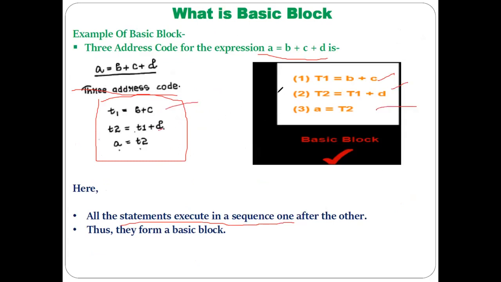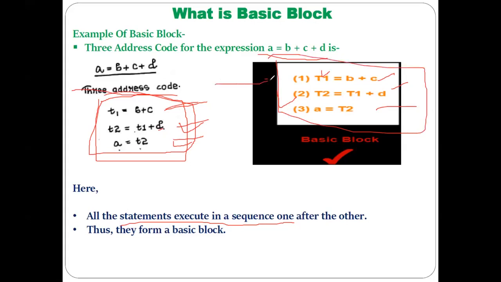You can write this also, it is correct three address code, this is also correct. Only here capital T is used, here small t. It doesn't matter. So all the statements execute in sequence one after the other. After this there is this, after this there is this. That is the reason this particular sequence of consecutive statements is eligible to form the basic block. There is no jump instruction in between them, there is no halting. Understood? That is the reason all the statements can execute in sequence, and they are capable of forming the basic block.